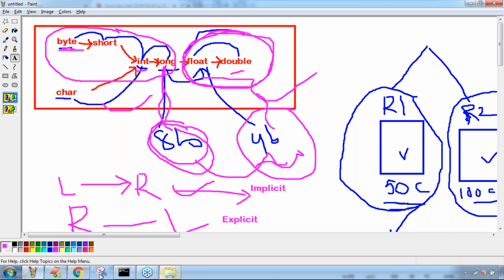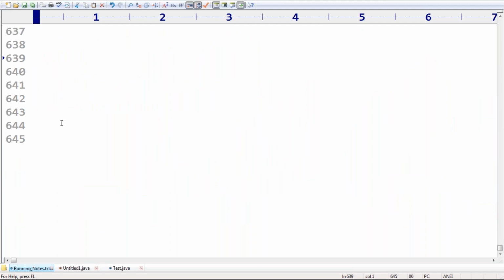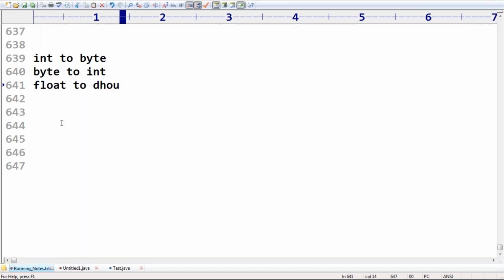Okay, now I have one small bit, sir. In which of the following conversions will implicit typecasting be performed, or which of the following conversions will be performed automatically? Int to byte, byte to int, float to double, double to float. In which cases will implicit typecasting be performed? Can you please tell?